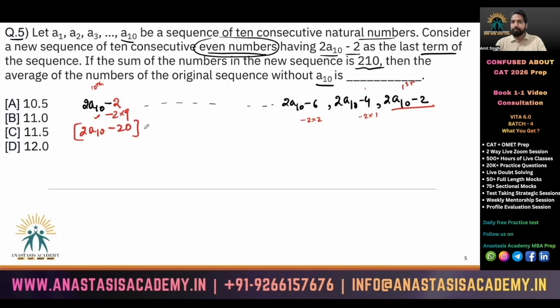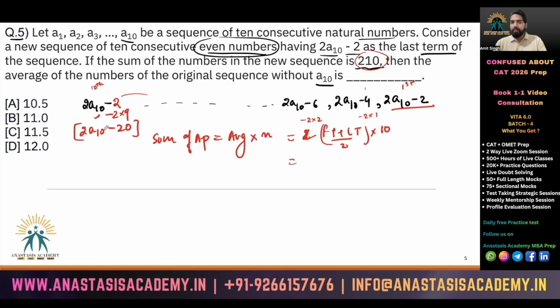Now, the sum of these numbers is given as 210. The sequence of these consecutive even numbers would be an AP with a common difference of 2. And how do you find the sum of an AP? The sum of an AP is the average of the AP times the number of terms. The average would be the first term plus the last term by 2, and we need to multiply it with 10 to get the sum, and the sum is already given as 210.